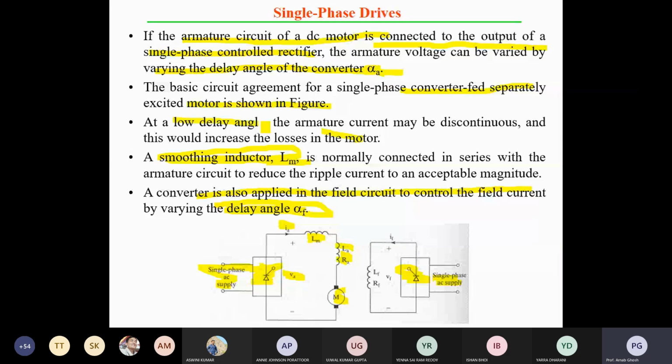So with a low delay angle you will get most of the voltage, but if the firing angle is more, there may be chances of the discontinuous mode of operation, means your armature current may touch the zero value. In that case it is known as discontinuous mode. Okay, so you should remember, sometimes you should not go for the discontinuous mode of operation.